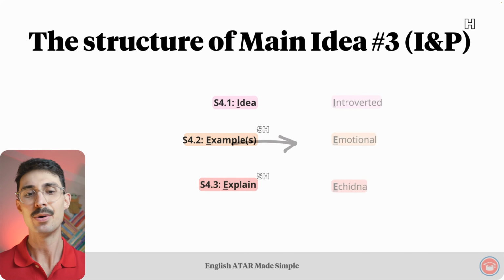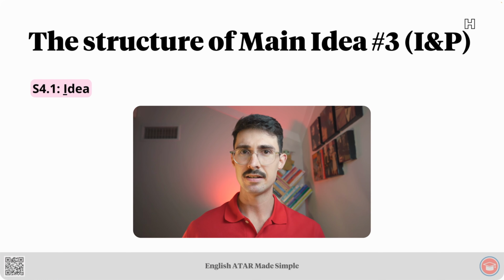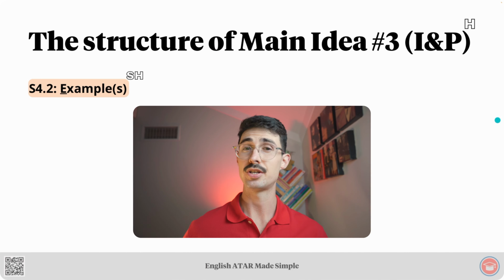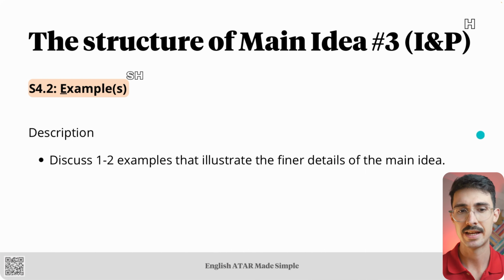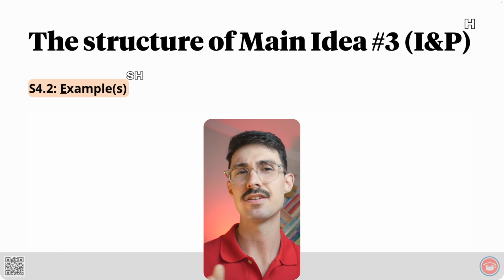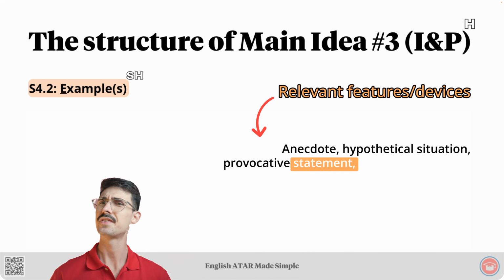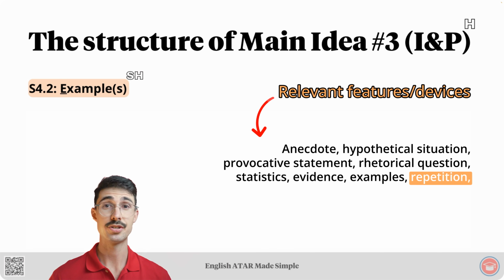And we also love introverted, emotional, echidna. This is what we do in the idea, very similar to the other ones. 1 to 3 sentences that describe or refer to the main idea the relevant section discusses. Next subsection, 4.2, examples. We've got a subheading, and this is where we discuss 1 to 2 examples that illustrate the finer details of the section's main idea. Consider using the following features or devices: anecdote, hypothetical situation, provocative statement, rhetorical question, statistics, evidence, examples, repetition, alliteration, anaphora, emotive language.